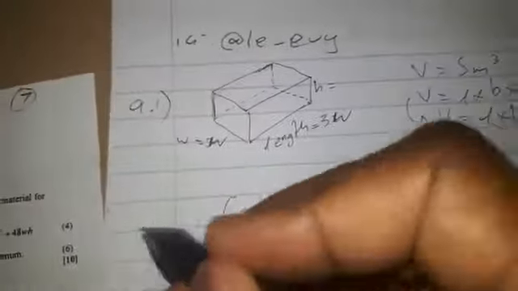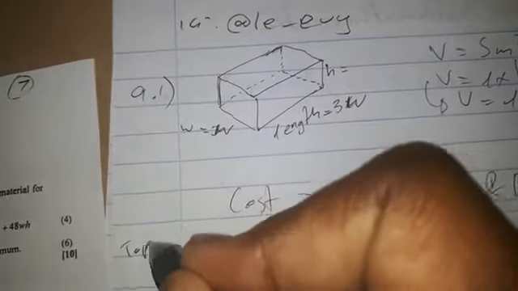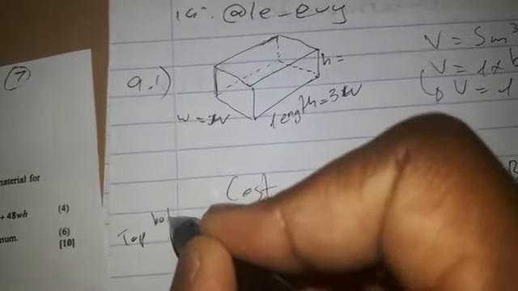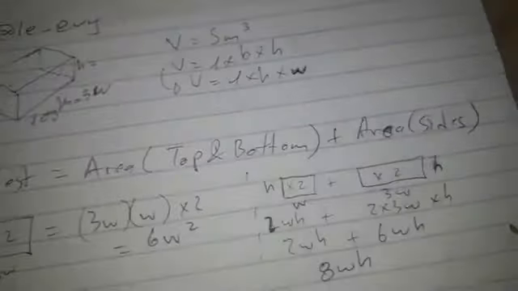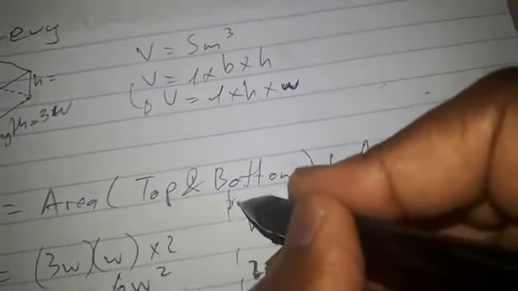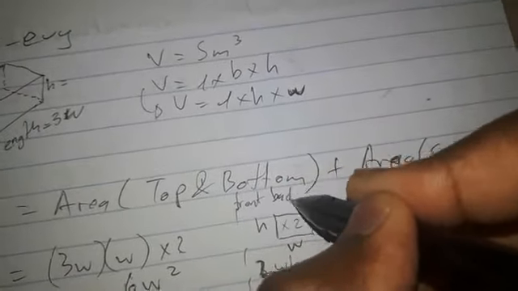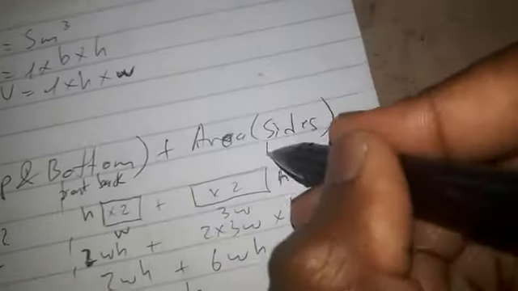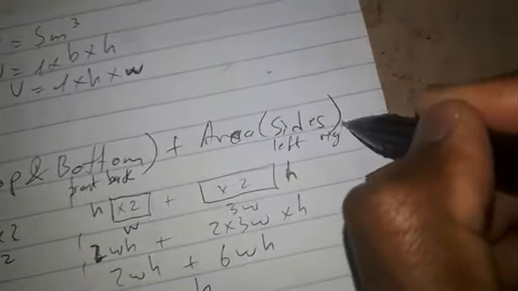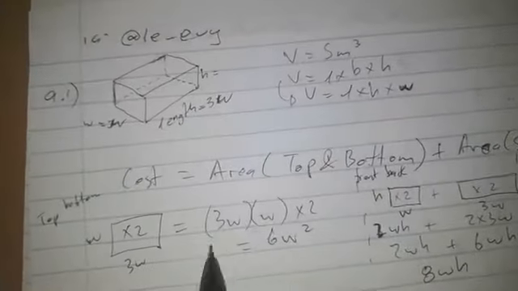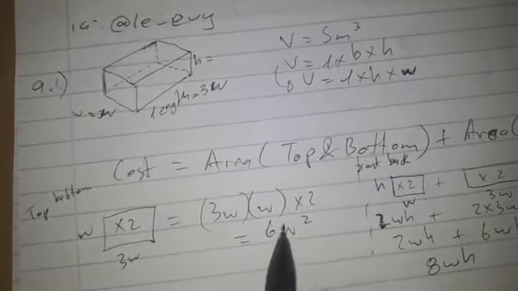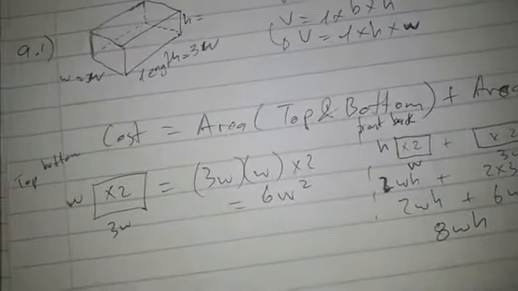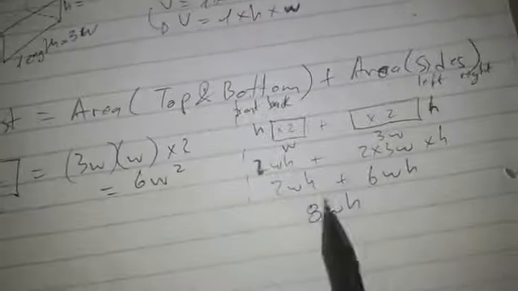So let me put here top and bottom. Let me actually label it top, bottom. And then this is front, back. And then this is the left and the right. Okay, so we have the area of the top and the bottom, the full thing. We have the area of the sides, because it's all the sides, the full thing.